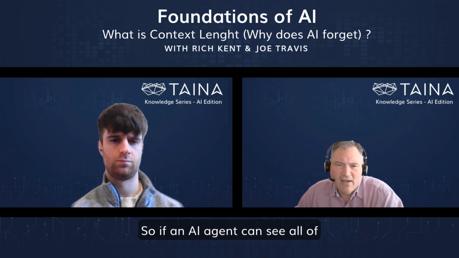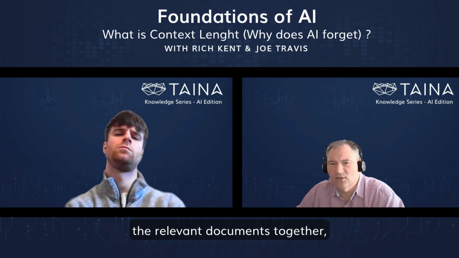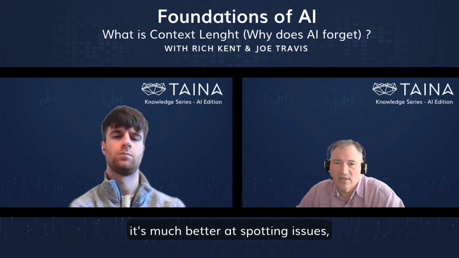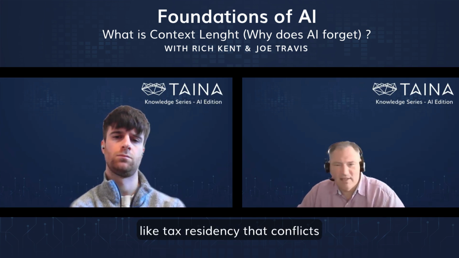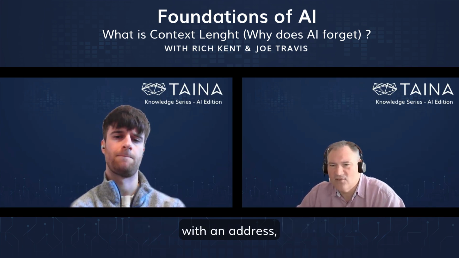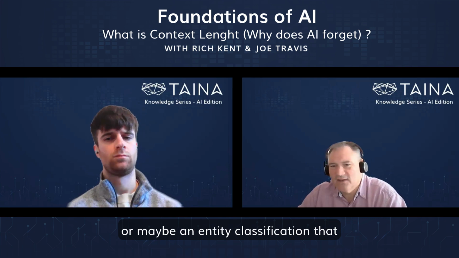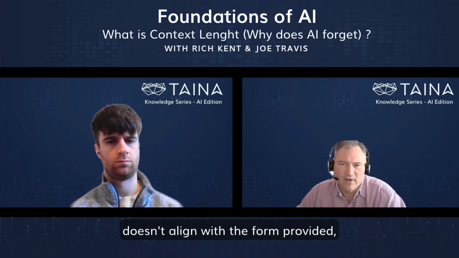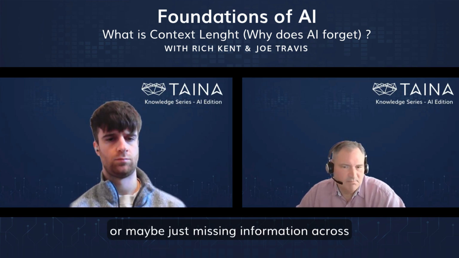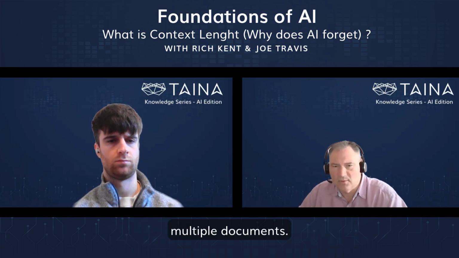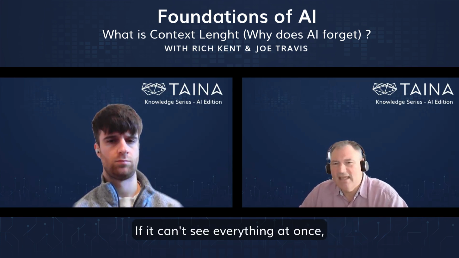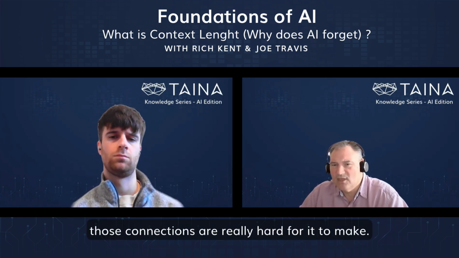So if an AI agent can see all of the relevant documents together, it's much better at spotting issues like tax residency that conflicts with an address, or maybe an entity classification that doesn't align with the form provided, or maybe just missing information across multiple documents. If it can't see everything at once, those connections are really hard for it to make.